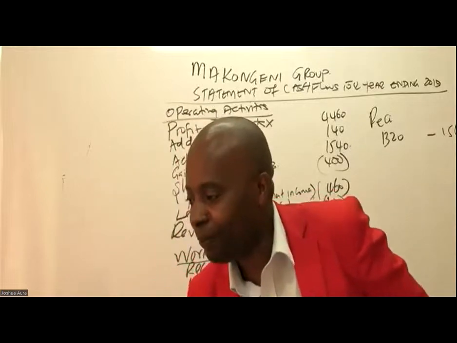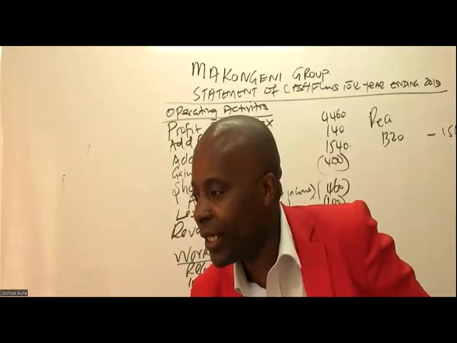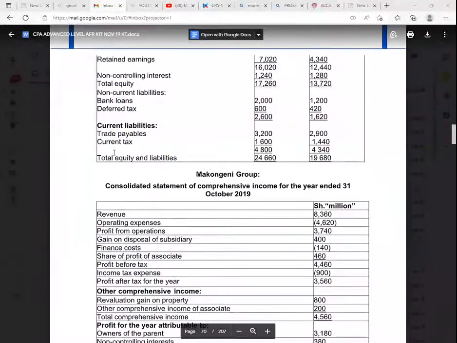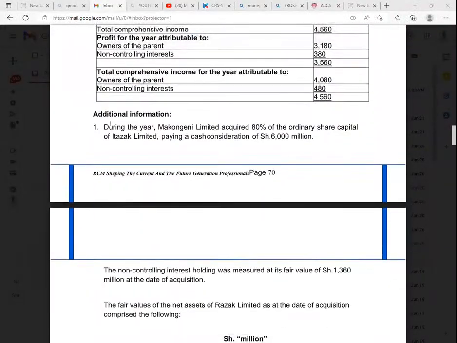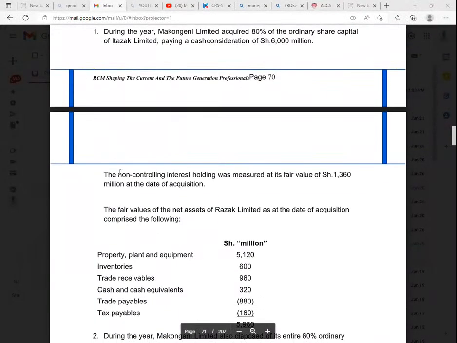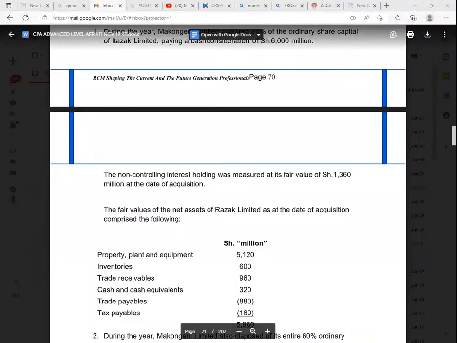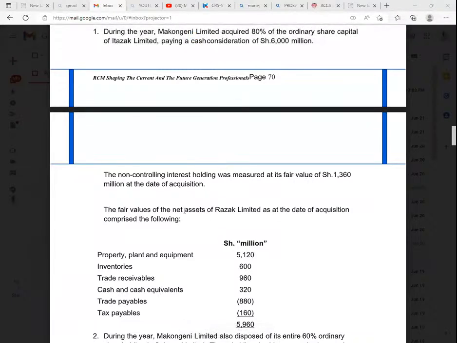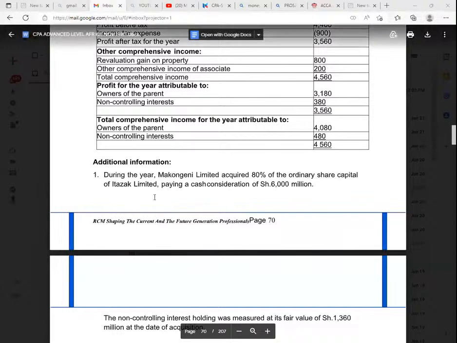Let's see this. You can see, ladies and gentlemen, during the year, Razak Limited as at the date of acquisition comprised the following net assets. Remember, Razak is the one that was acquired. If you remember note number 1, we acquired Razak.